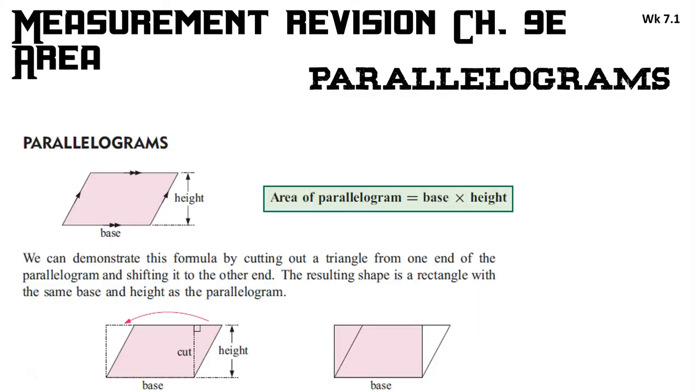As we saw in the video, this is the summary. So the area of a parallelogram is just its base times its height, because it's just a pushed over rectangle.